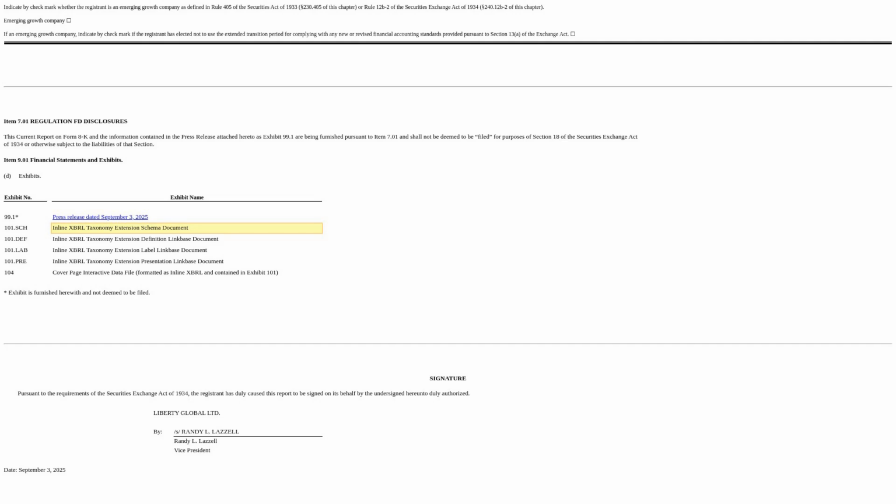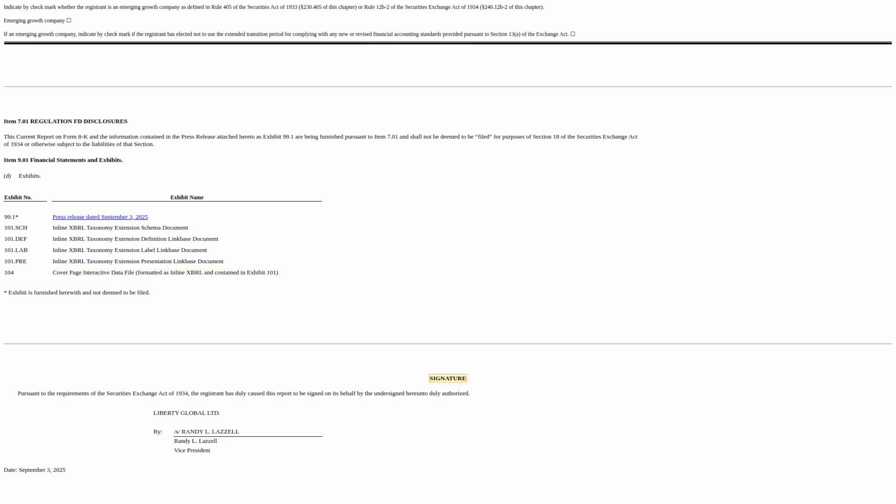And the last one, the cover page interactive data file, basically means that all the information on the first page of the report, all those essential details like the company name, date, and filing type are also presented in that machine-readable XBRL format. It's all about making data transparent and accessible.